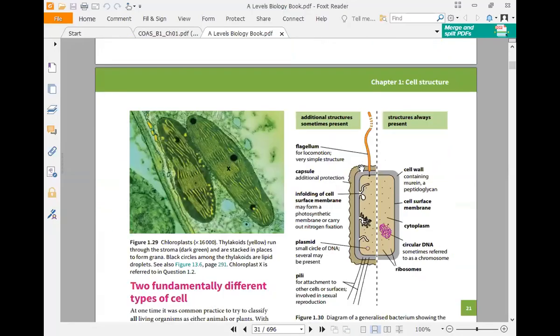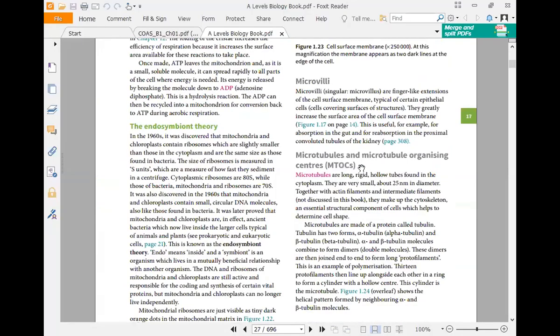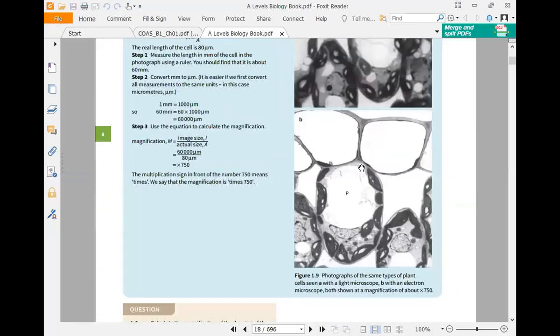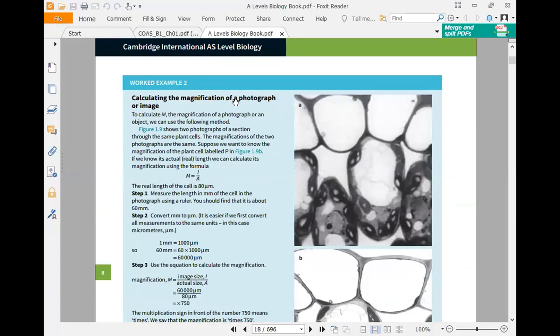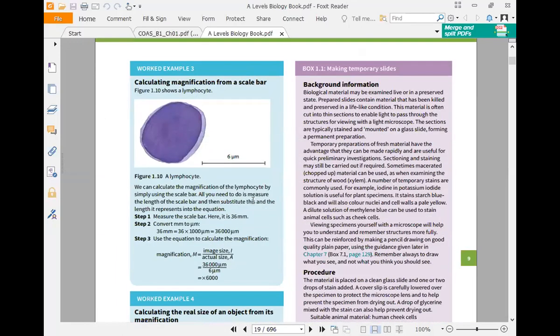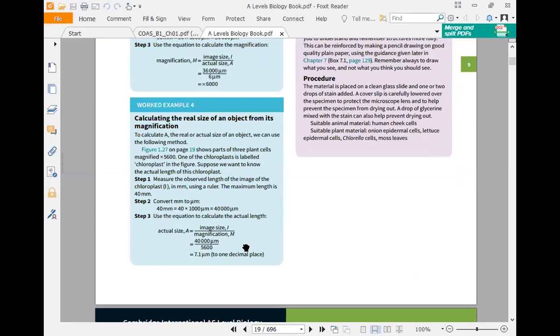I hope it's very much visible on your screens. So here, this is the first type, calculating the magnification of a photograph or image. One type will be that you are given it like this. The other type will be calculating the magnification from a scale bar, through a scale bar you will have to magnify. And apart from this, another type of magnification will be calculating the real size of an object from its magnification.